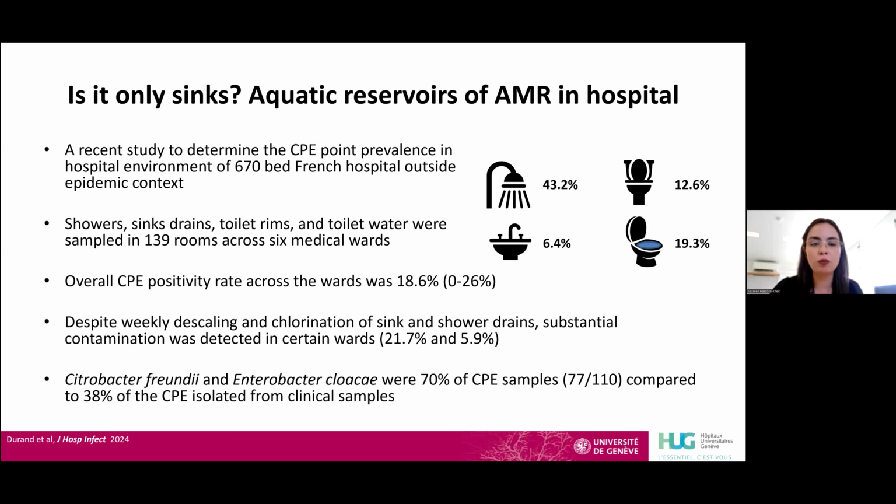Citrobacter freundii and Enterobacter cloacae made up almost 70% of the CPE samples, compared to less than 40% of clinical samples, hinting at the importance of these pathogens in environmental reservoirs of AMR.